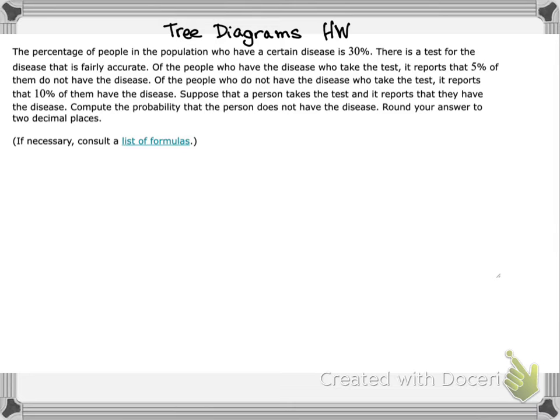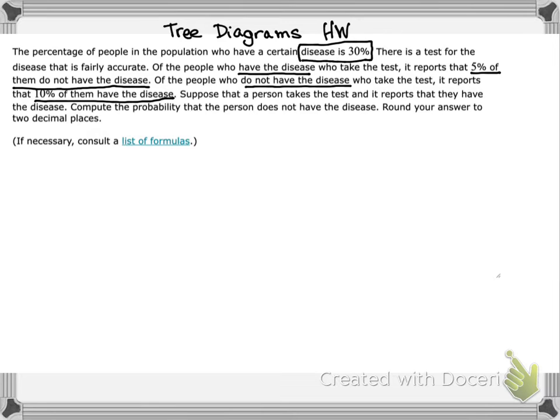It says the percentage of people in the population who have a certain disease is 30%. There is a test for the disease that is fairly accurate. Okay, so first they have the disease, or they don't. Then it says, of the people who have the disease, who take the test, 5% of them do not have the disease. So it is wrong. It says, of the people who do not have the disease, who take the test, 10% of them do have the disease.